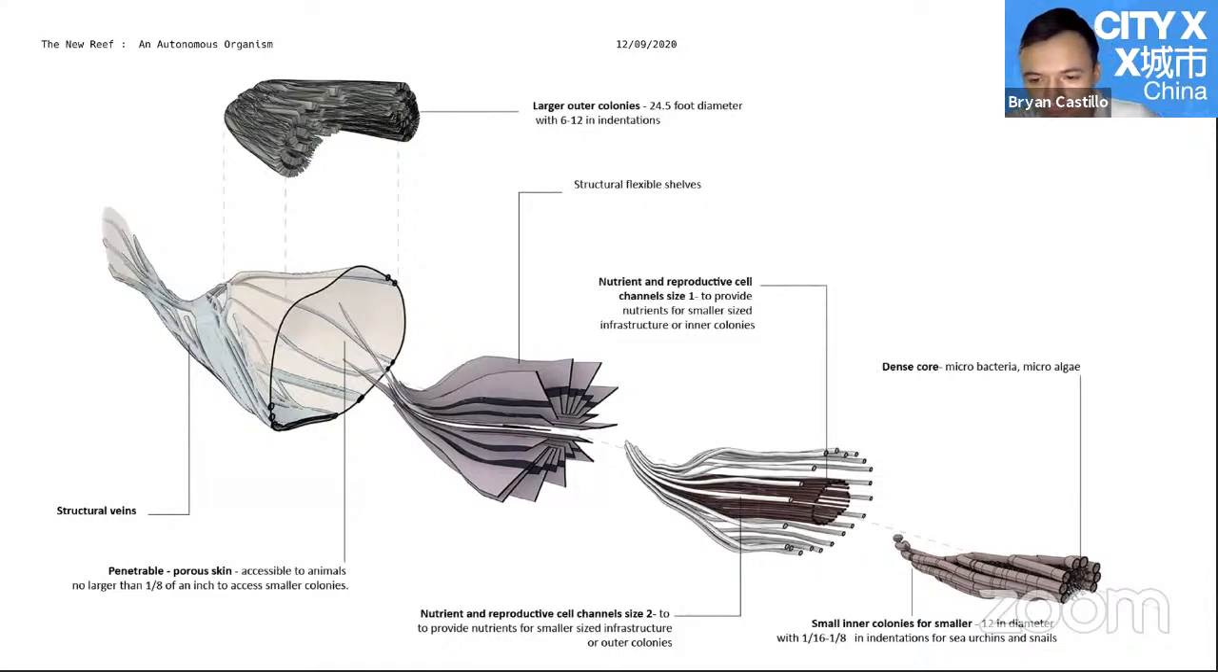Here, I'm going to start with the innermost layer, which is the dense core. In this core is where life begins, and this is where microbacteria and microalgae will start the process. And then we have the smaller colonies, probably 12 inches in diameter, where urchins or snails can start to inhabit these spaces. Then we have the nutrient and reproductive cell channels.